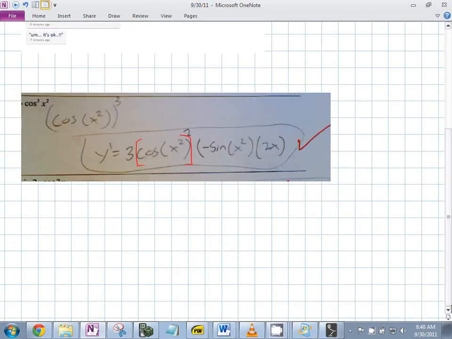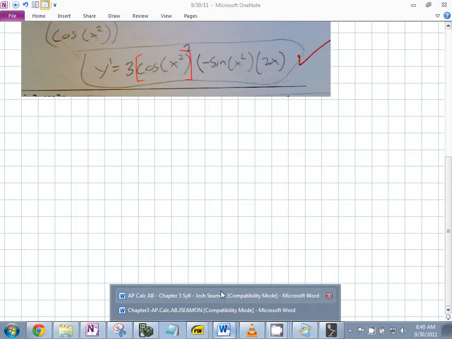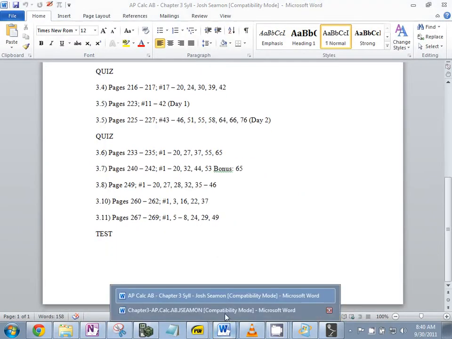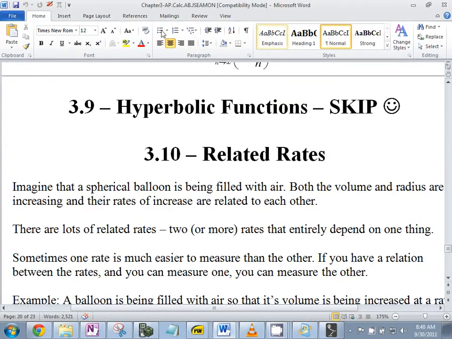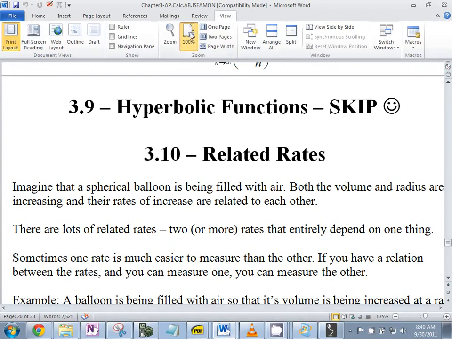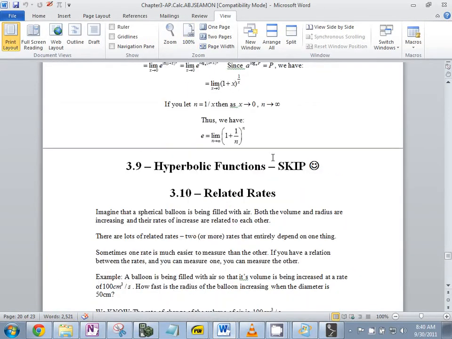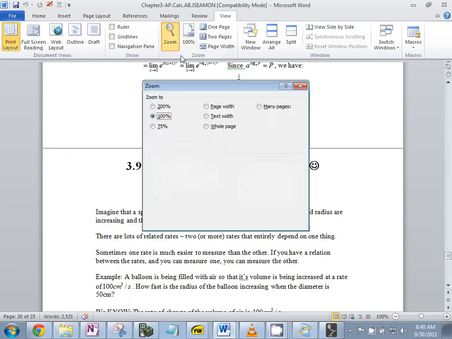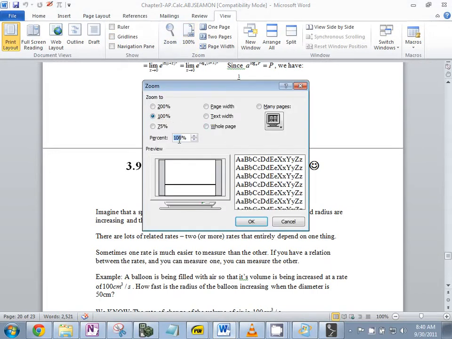Okay, here we go. So we are going to chat about... What are we talking about today? Related rates. We're talking about related rates. What are related rates? You took notes on them. What are they? It's two rates that are related. Yeah, simply put, it's two rates that are related.